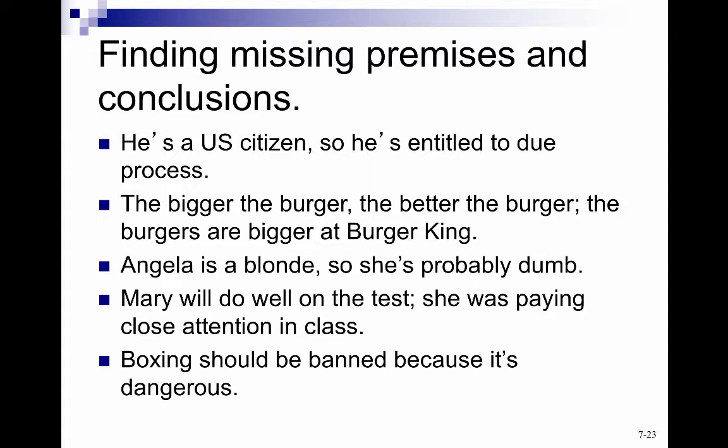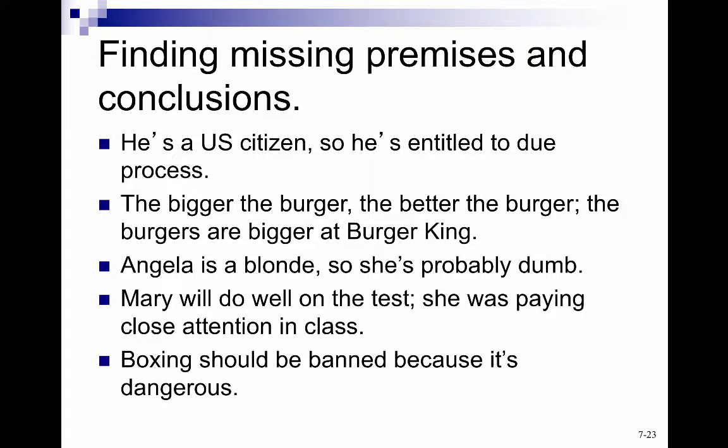The second one, the bigger the burger, the better the burger. The burgers are bigger at Burger King. This is from an old advertising jingle for Burger King. It's pretty catchy, but there's something missing. I'll give you a hint. It's the conclusion. So let's say it again and add therefore at the end. Maybe you can figure out what it is. The bigger the burger, the better the burger. The burgers are bigger at Burger King, therefore the burgers are better at Burger King. I hope you can see how that comes naturally from what is said before. How about the third one?